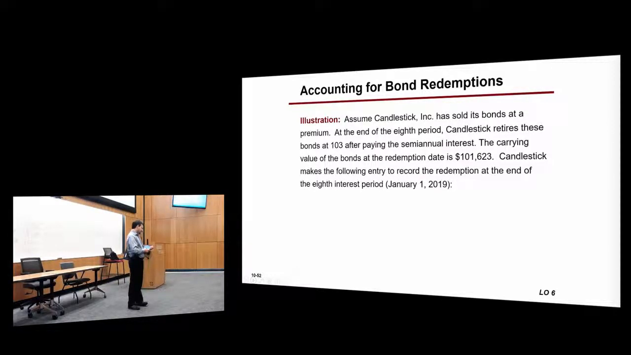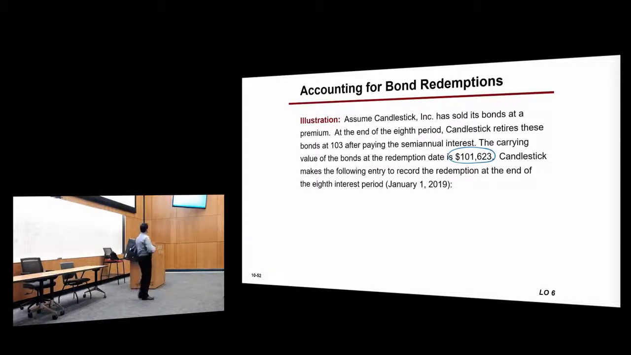Assume Candlestick Inc. has sold its bonds at a premium. So when the company originally sold or issued their bonds, they sold them at a premium, which is to mean they sold them at more than face value, right? At the end of the 8th period, Candlestick retires these bonds at 103 after paying the semi-annual interest. So interest is paid. Now they want to redeem them. The carrying value of the bonds at the redemption date is 101,623. This is the carrying value.